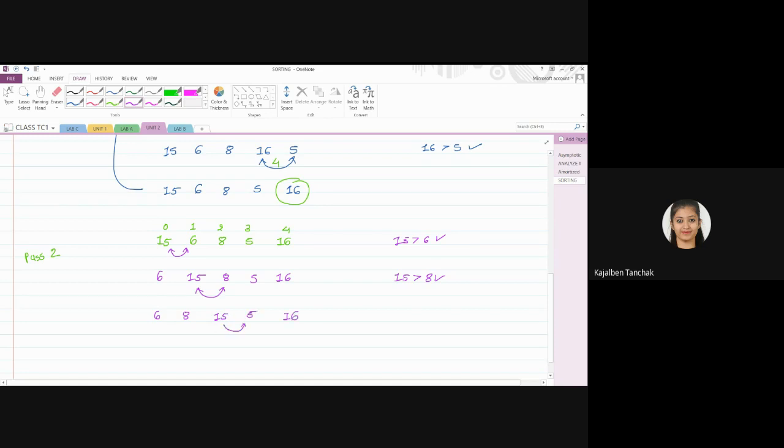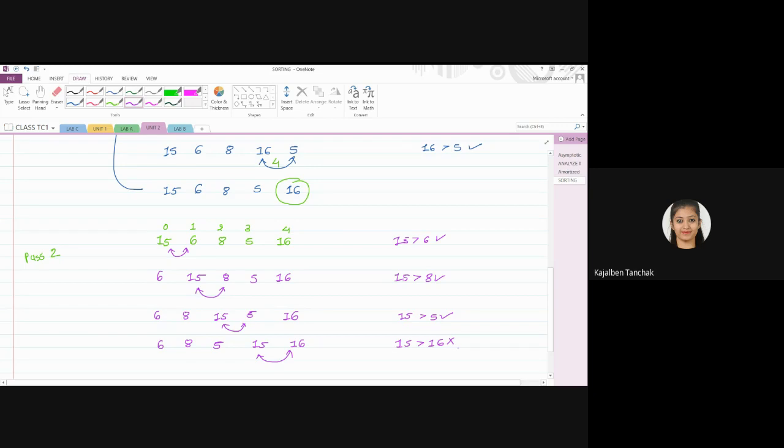Next, you will compare these two. Compare 15 with 5. Is 15 greater than 5? Yes, this condition is true. So you will again swap it. 6, 8, 5, 15 and 16. Next, you will compare 15 with 16. Is 15 greater than 16? No, this is not true, right?